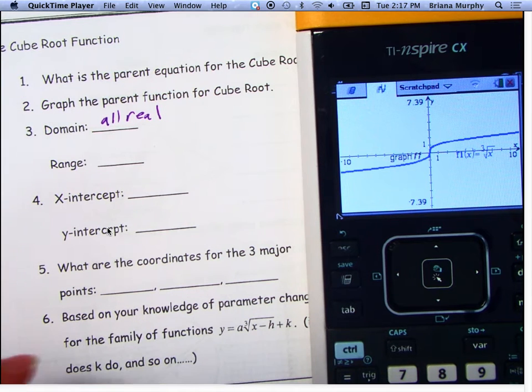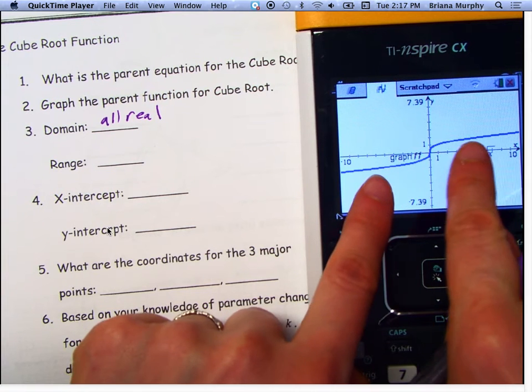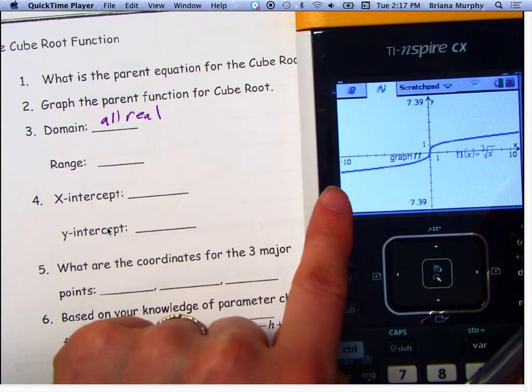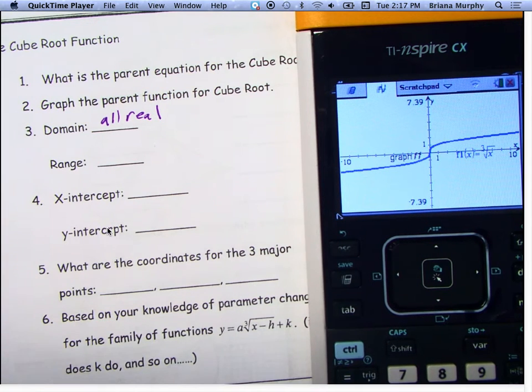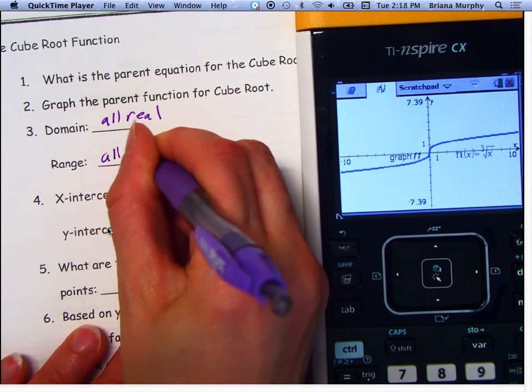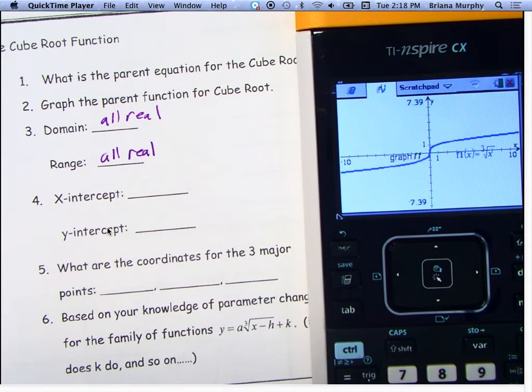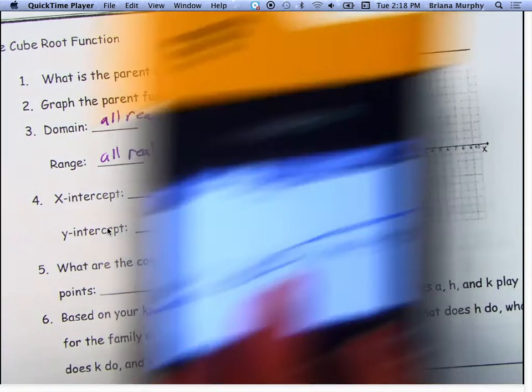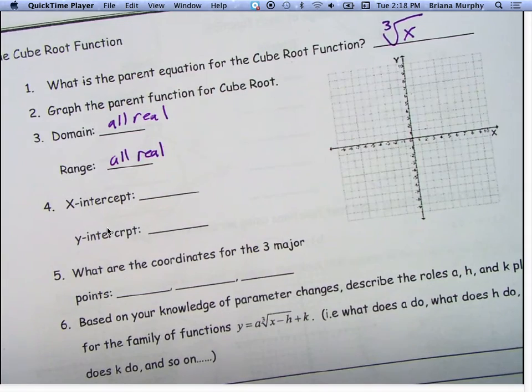Do you think if we went on, eventually we would cover all the y's? No. Look at it. Is it going slightly up? Oh, yes. So if we go to infinity, it would eventually go to infinity, right? Yes. So we call that all real, because the y value keeps increasing or going up. Shh. I'm recording this.